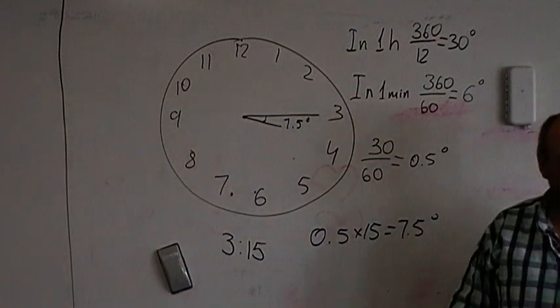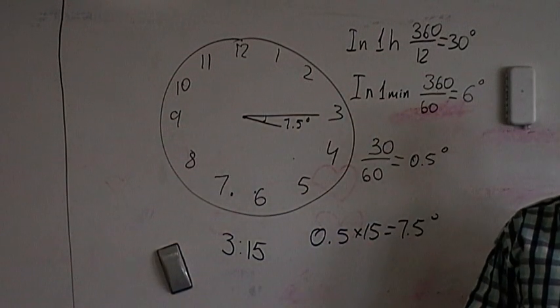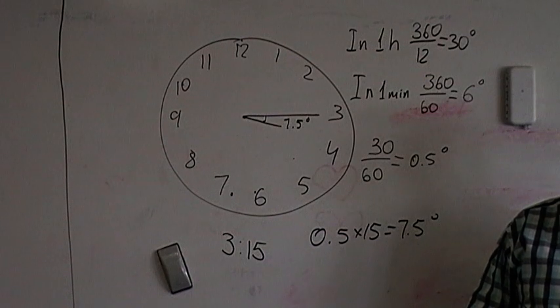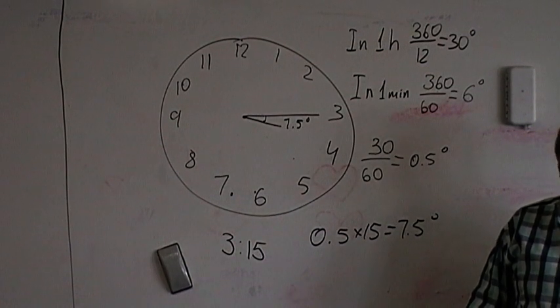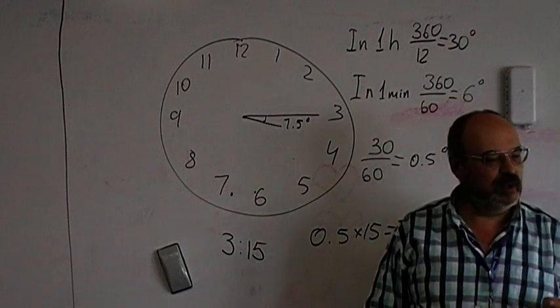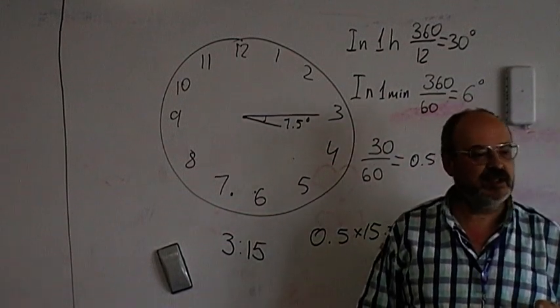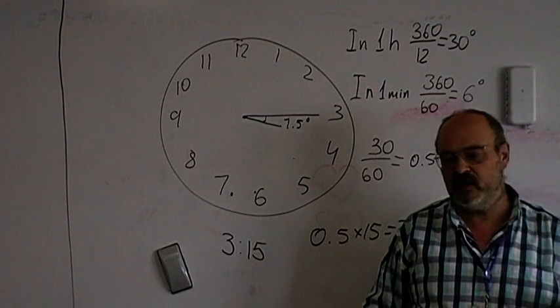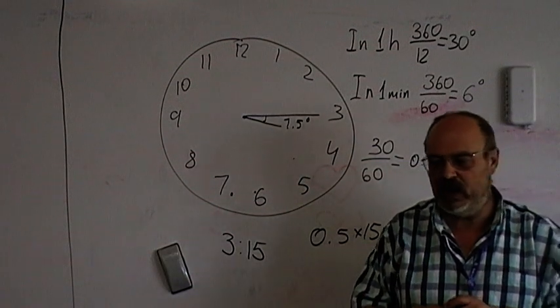And between them, at 3:15, is that angle. That makes sense how to operate with the angles on the clock. Okay, that's all we're learning today.